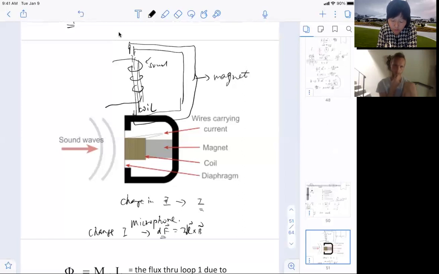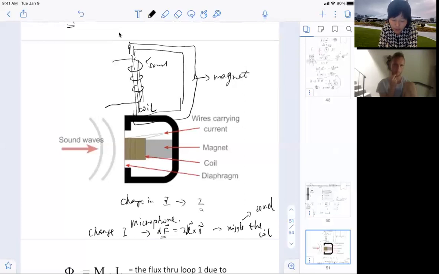So there is a force acting on the current through a magnetic field. So the force will change. If you have a change in force, then you will wiggle the coil, which means you will vibrate and make some sound.